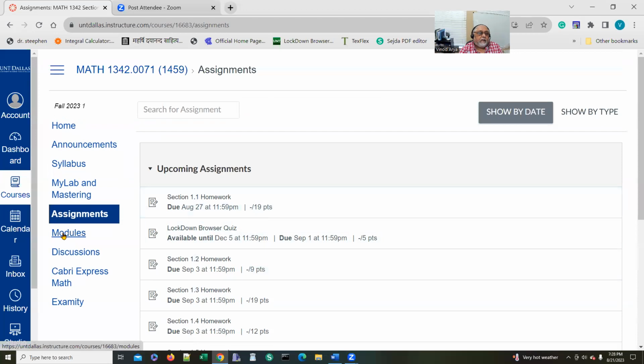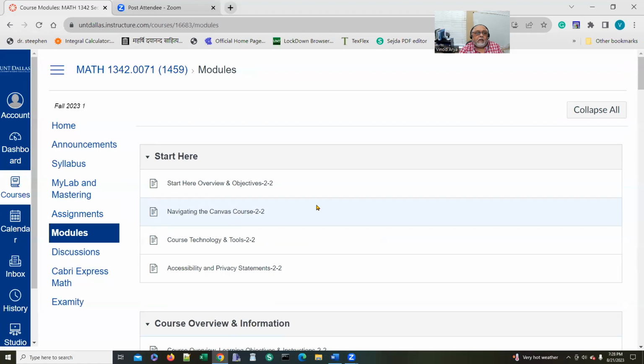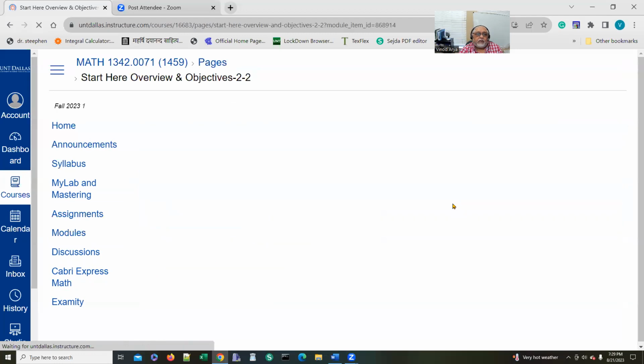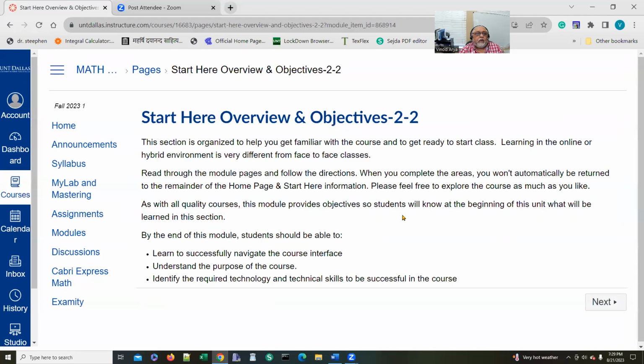And then we will discuss modules. And this is the most significant part of the Canvas course description. Here you will find a lot of important things. Some of them I will discuss in detail. Some I will just skip because they are just for you to read. I don't have to add much to that information.